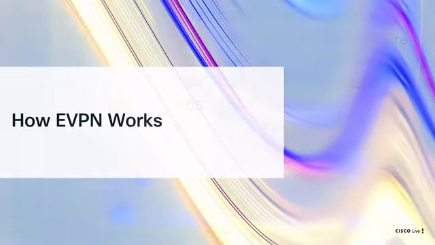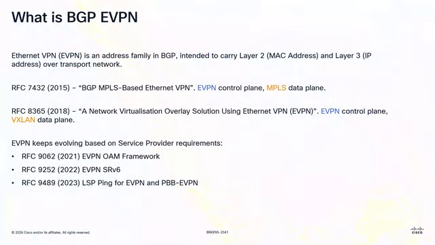Let's kick off. How does EVPN work? Well, before we start thinking about how, let's think about what it is. EVPN, or Ethernet VPN, is just an address family in BGP, intended to carry layer 2 information, so MAC addresses, and layer 3 information, IP addresses, over a certain transport network.